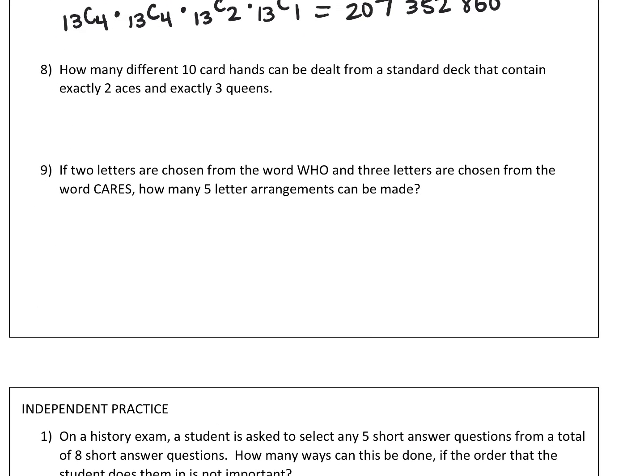How many different 10 card hands can be dealt from a standard deck that contain exactly 2 aces and 3 queens? Okay, so this is a 10 card hand. I need to be a little bit careful here. I'm going to get 2 aces and 3 queens, but that only adds up to 5 cards. So then I need 5 other cards. They could be aces or they could be queens. Oh no, exactly. So I can only have 2 aces and 3 queens.